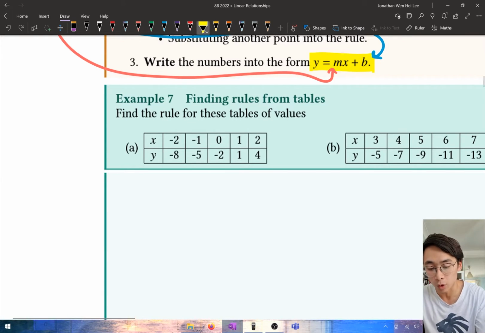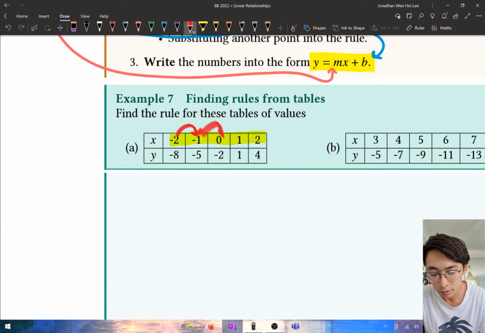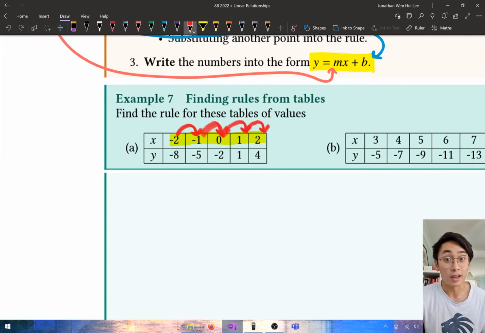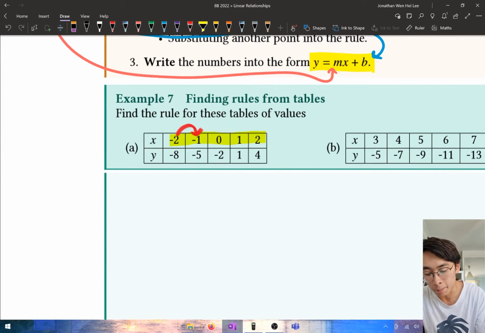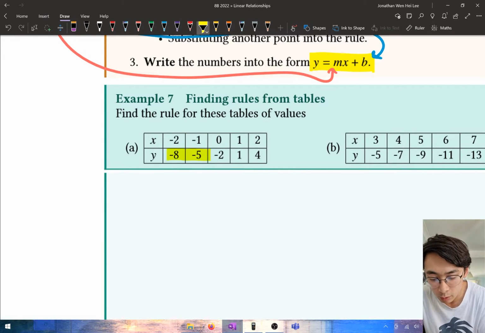So for example, if you have a look here, all my x values go up by 1 each time. Notice, -2 to -1, we're going up by 1, we're going up by 1, we're going up by 1, we're going up by 1. That's great. That's the first thing we need to check, that we're actually going up by 1. After we've done that check, what we then do is we look at the y numbers.